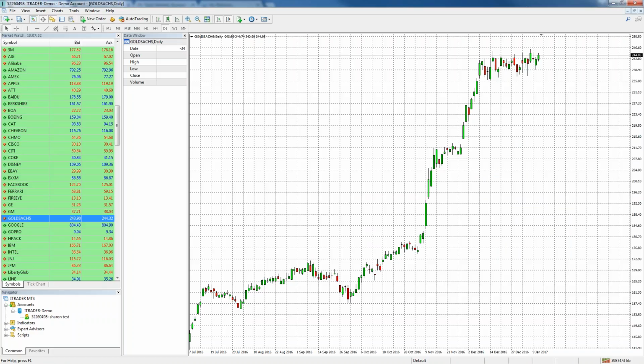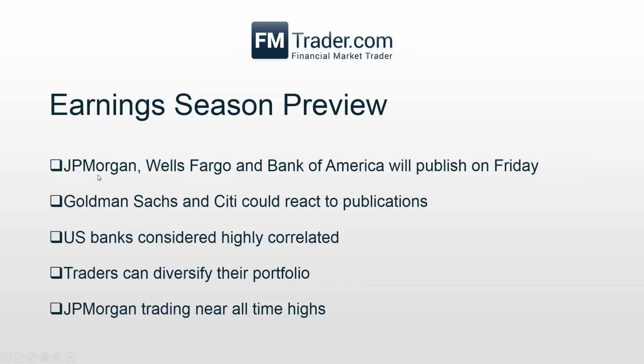So why is it a good opportunity? Because if I see the report and I see the reaction of JP Morgan, Wells Fargo and Bank of America, it's going to reflect on Goldman Sachs and Citi. They're going to react to publications because US banks are considered highly correlated. Traders can diversify their portfolio, right? You don't have to put all the eggs in one basket.